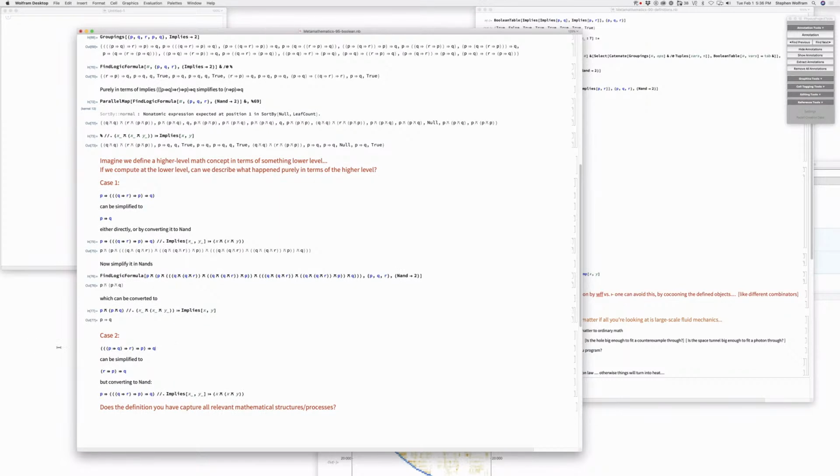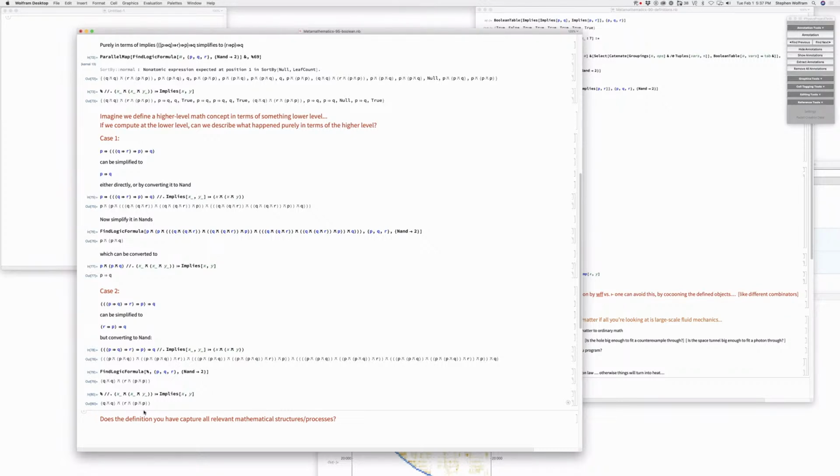But converting to NANDs, okay, what we get is this thing here. It's ridiculously long. Okay, now that simplifies to that. But now we take this and it doesn't simplify to this. Right. Using this form for the simplification.